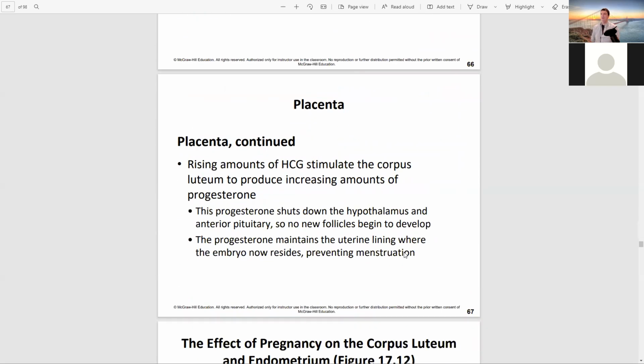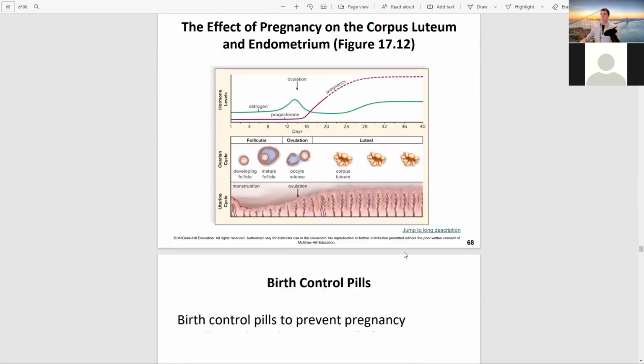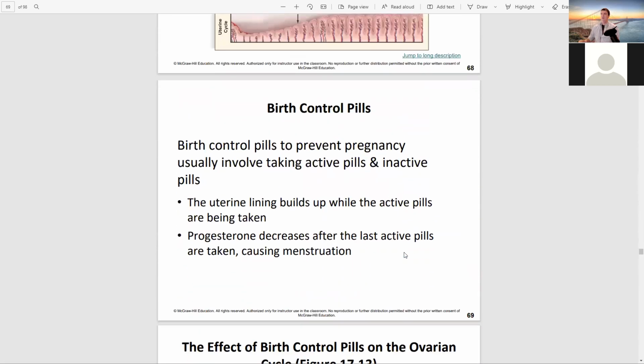So rising amounts of HCG stimulate the corpus luteum to produce increasing amounts of progesterone. Progesterone shuts down the hypothalamus and anterior pituitary, so no new follicles begin to develop. The progesterone maintains the uterine lining, where the embryo now resides, preventing menstruation. So birth control pills to prevent pregnancy usually involve taking active pills and inactive pills. The uterine lining builds up while the active pills are being taken. Progesterone decreases after the last active pills are taken, causing menstruation.